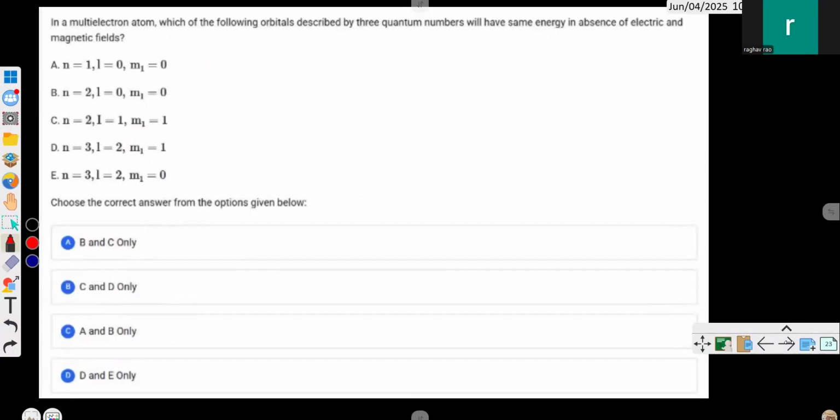Next, in a multi-electron atom, which of the following orbitals described by three quantum numbers have the same energy? If you want the same energy, the n plus l value must be the same. First one, n plus l is 1, 2 plus 0 is 2, 2 plus 1 is 3, 3 plus 2 is 5, 3 plus 2 is 5. So D and E are the degenerate orbitals which will have the same energy in the absence of electric and magnetic field. So the option would be D and E.